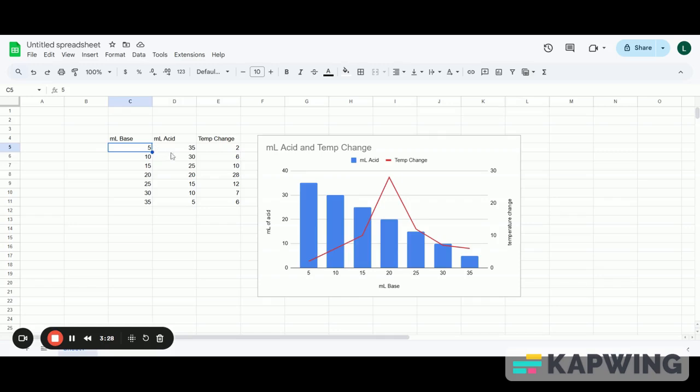where maybe we increase 1 by 5 and decrease 1 by 5 until we can get to the optimum change in temperature, which would tell us the best combination in terms of volumetric additions of both of my ingredients.